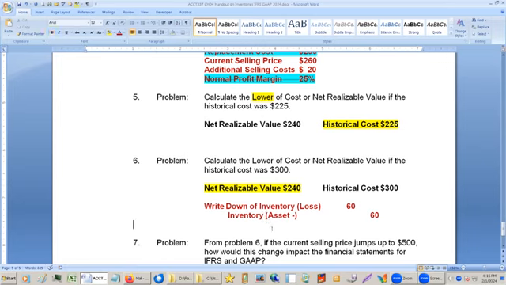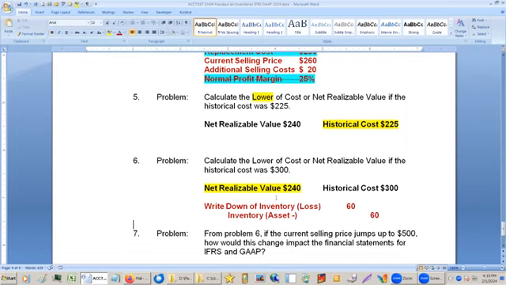Okay, so we have net realizable value. This would write it down. So our cost on the books would be 300, and we now take 60 out of it, so it'd be down to 240, which is what we can sell it for. So that's what we'll put on the books. We'll keep it on the books for 240.